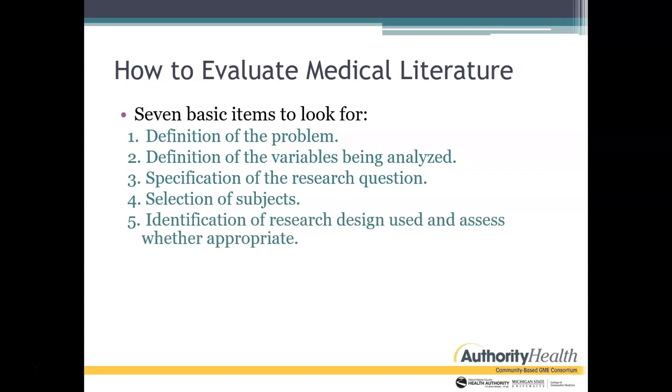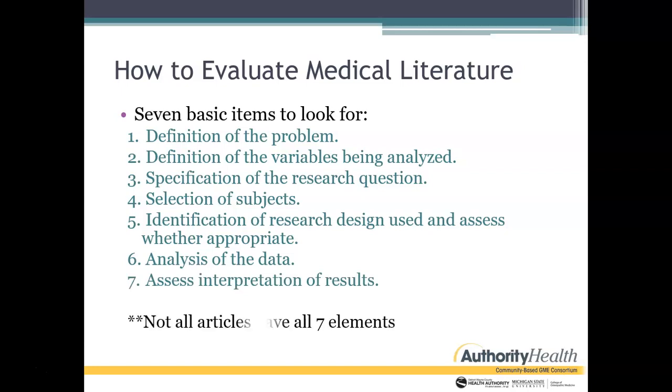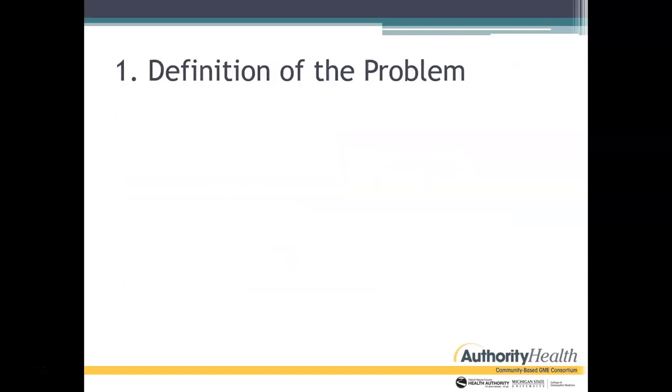Then you want to identify what research design was used and assess whether it was appropriate. Then we'll talk about analyzing data and assessing interpretation of the results. Now, please note that not all articles have all of these 7 elements, but when we talk about original research, that's what we're looking for. All right, so let's move on.